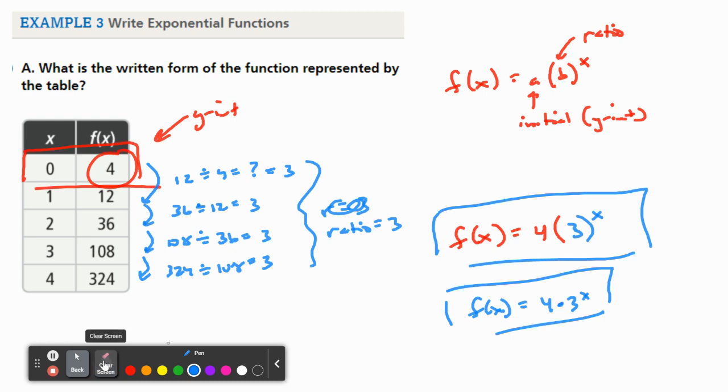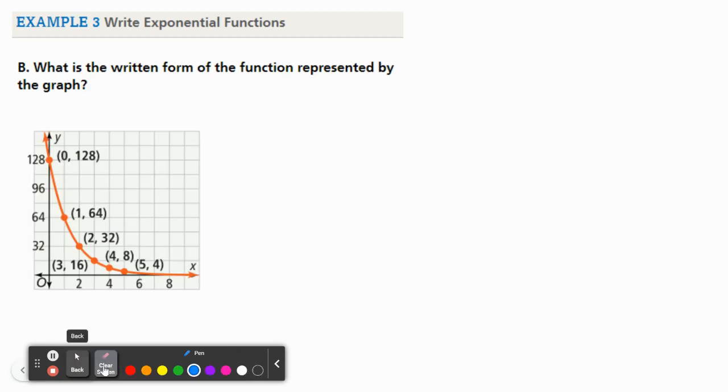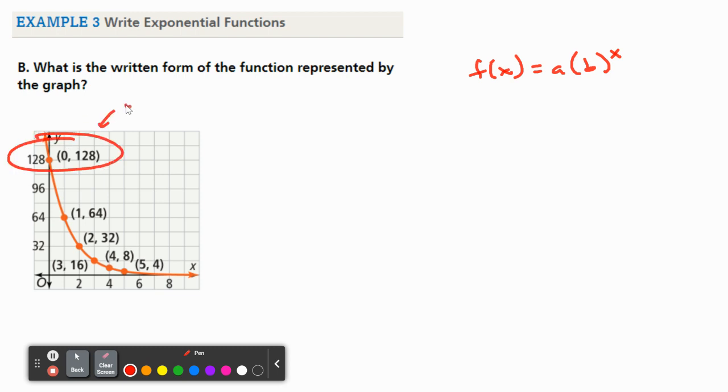Okay, next. So now this is a table of values. Now let's do a graph, right? Same thing. What is the written form? So again, I want f of x equals a parentheses b to the x. Okay? So again, I want that initial value, right? So what is that y-intercept? Well, if you look here, here's the y-intercept. That's going to be your a value in this problem. So f of x equals 128.